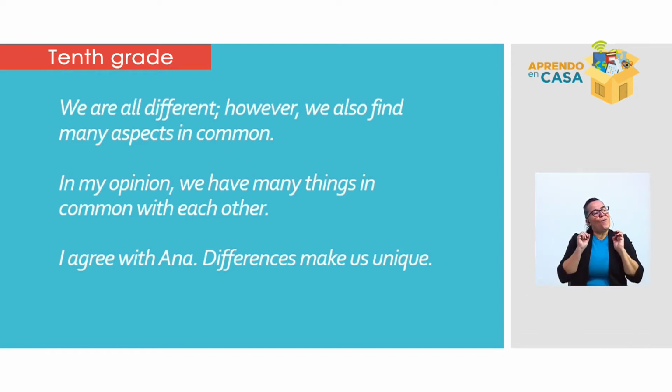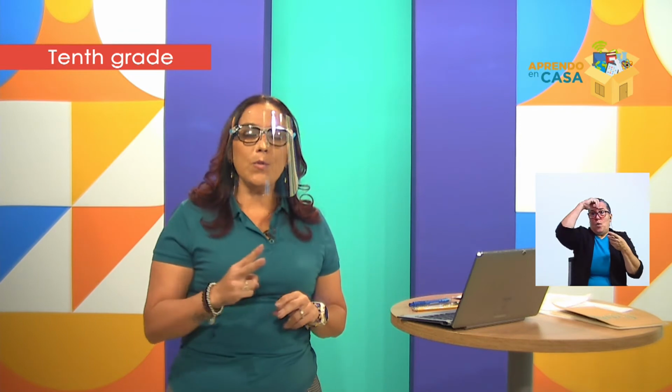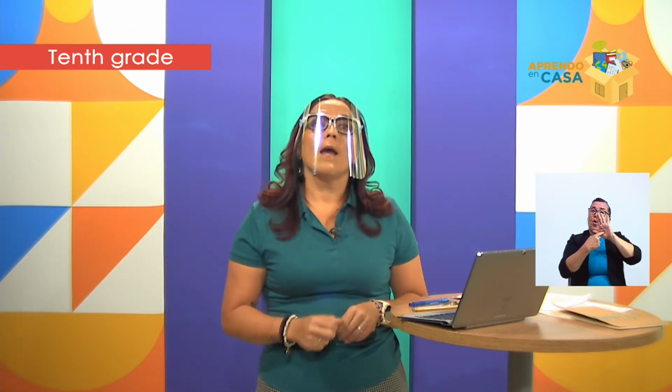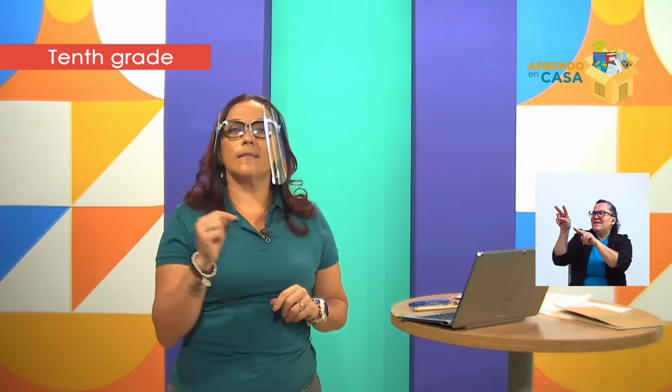Okay, now let's see. Now that you have read these sentences, we are going to classify them. Here you have the classification. Okay, so number 1, express opinions. Number 2, show agreement. And number 3, show disagreement. Okay, so think about this and tell me what is the correct classification of these sentences. Okay, are you ready? Let's see the answers.